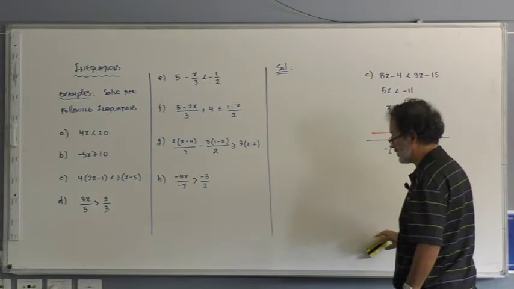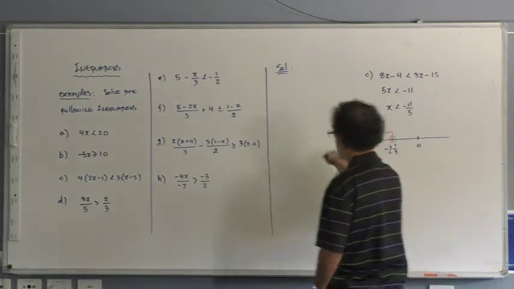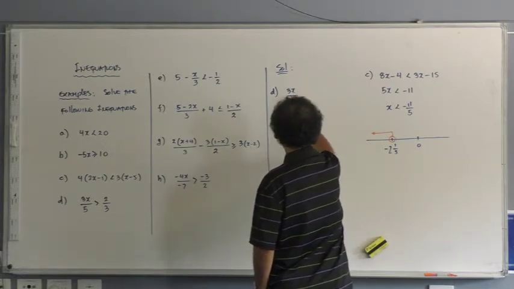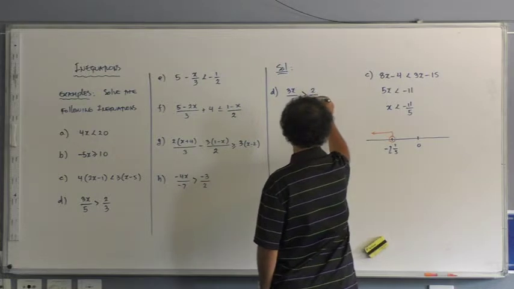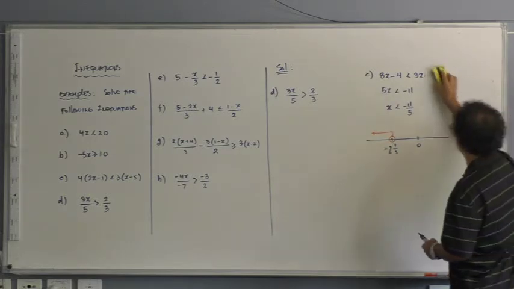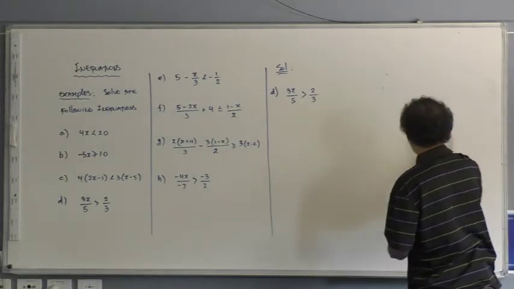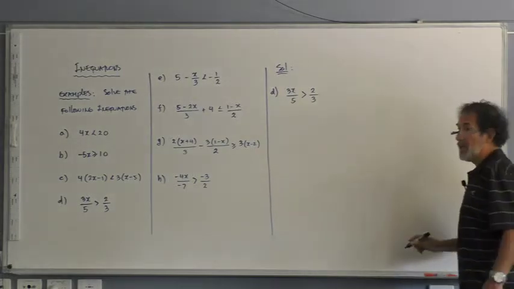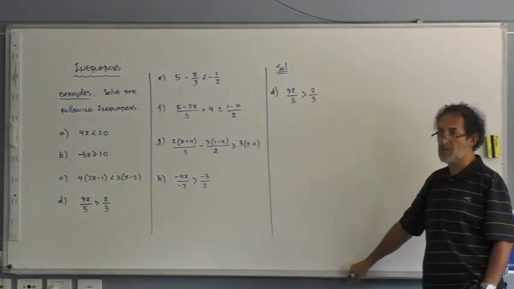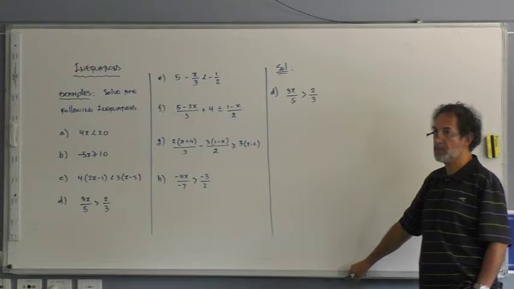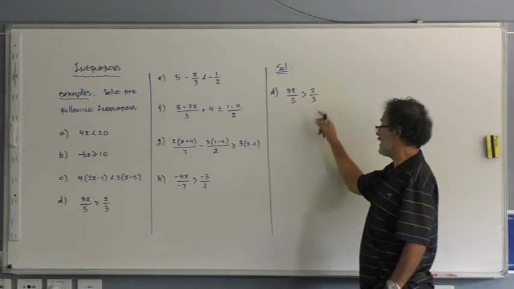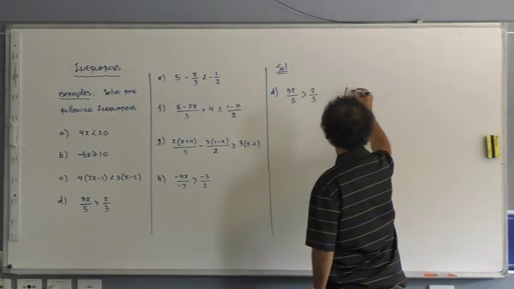Now we're up to question D. We have 3x on 5 is greater than 2 on 3. If you have a situation like this, we need to get rid of the fractions. So we find the lowest common denominator between 5 and 3. What is it? 15.